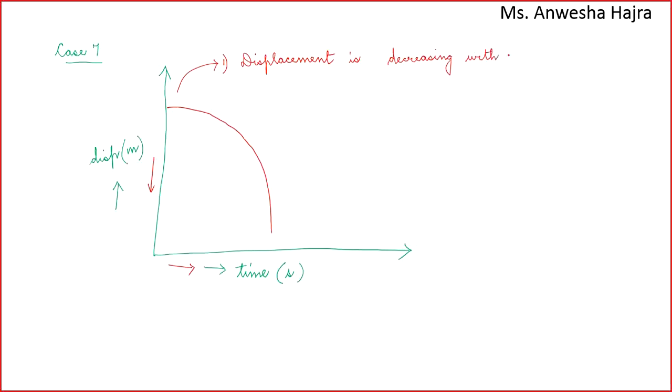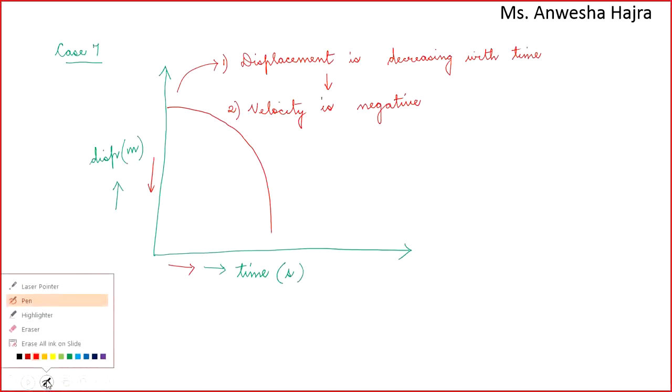Displacement is decreasing with time. So when displacement is decreasing with time, we can say velocity is negative. Displacement is decreasing with time, so we say velocity is negative.